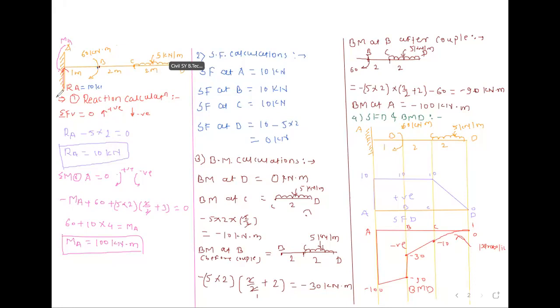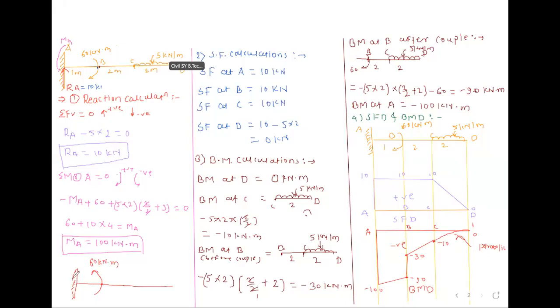Okay, now you take two problems for homework. Instead of this 60 kilonewton clockwise, you take anti-clockwise. The other question is the same. Here one end is fixed, the other end is free. So this 60 kilonewton meter moment goes anti-clockwise, only that much changes.